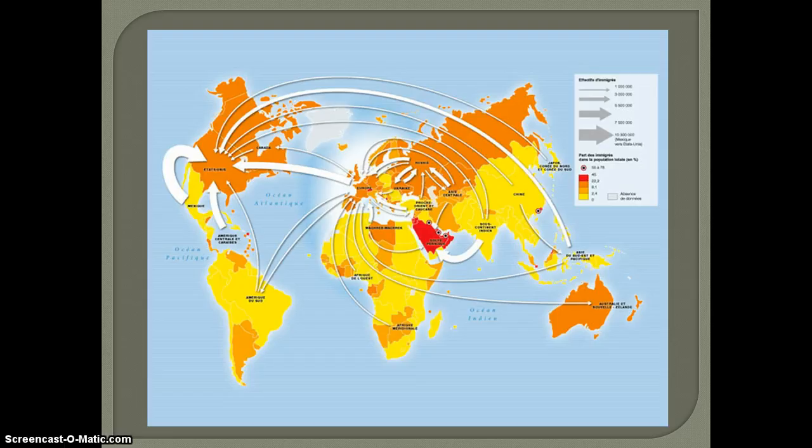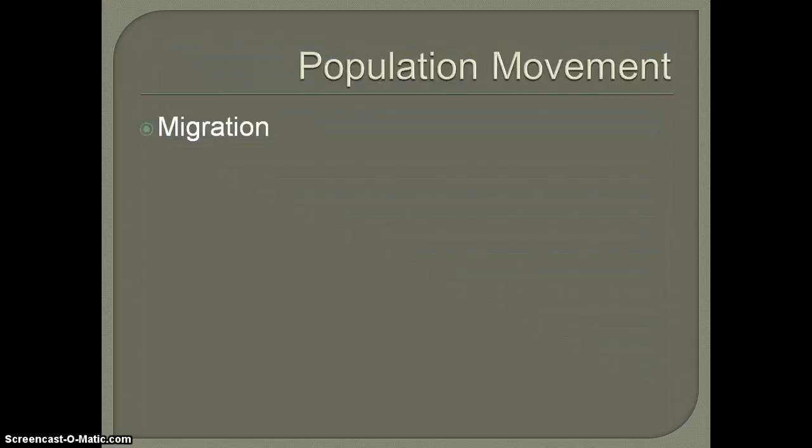So those are all things that we want to be aware of. And again, this graphic illustrates that pretty well. It doesn't necessarily get to some of the regional and local movements, but anyhow, it just helps us a little bit. So if we look at population movement, there are some terms we need to know.